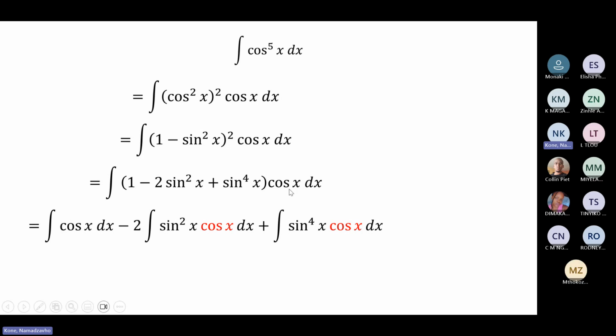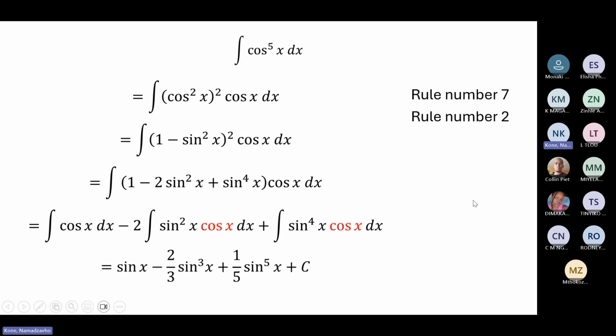The same applies to the last term, which is this one. It multiplies those. I've written this in red so that you can remember that this is just the derivative of sine x. So it makes sine x behave like x. That is why rule number 7 is the rule that will apply for this one. Rule number 2, which I just explained in the previous slide, applies for these other two terms, which is the general power rule. And then this is how you get this answer.